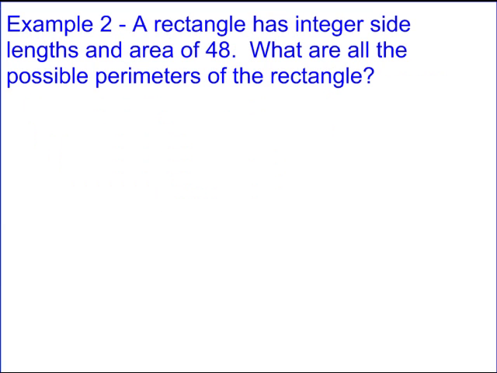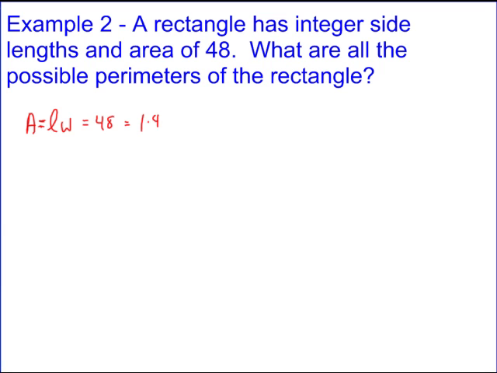Okay, in this example, it says a rectangle has an integer side length and an area of 48. What are all the possible perimeters of the rectangle? Well, the formula for the area of a rectangle is length times width. We know that the length and the width have to be integers, so we need to go through and think of what all the possibilities are. If length times width is 48, you have to go through and list all the possibilities.